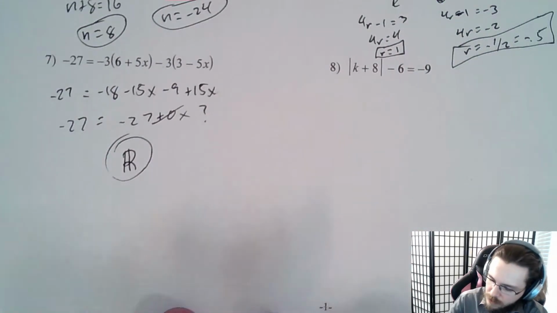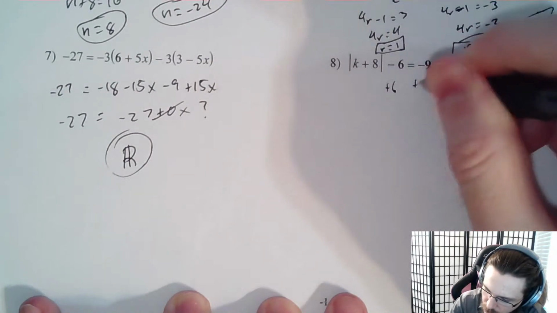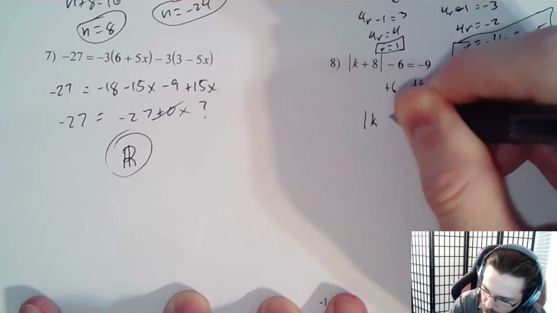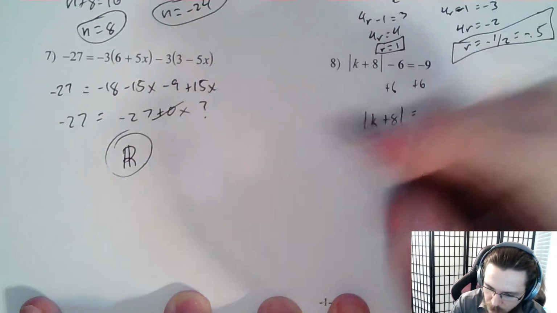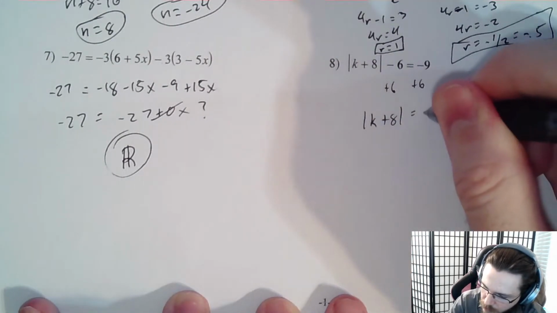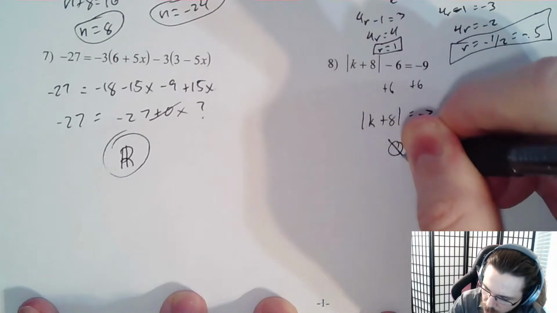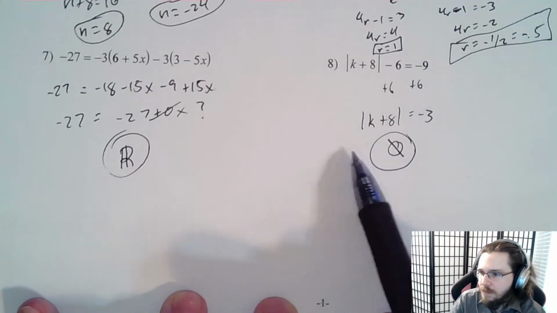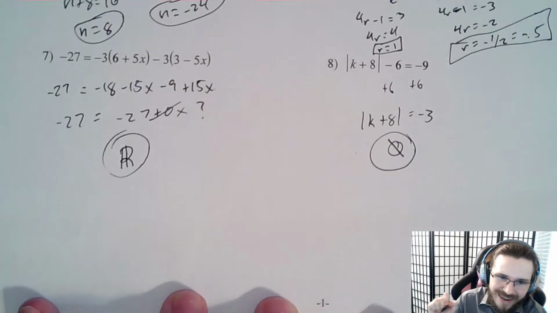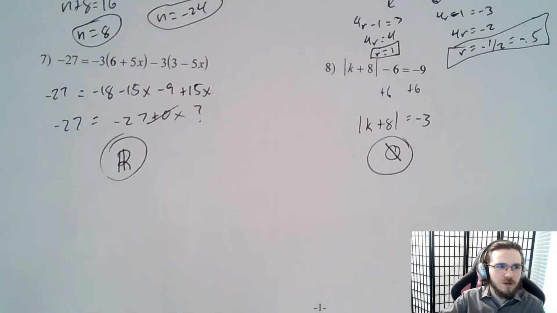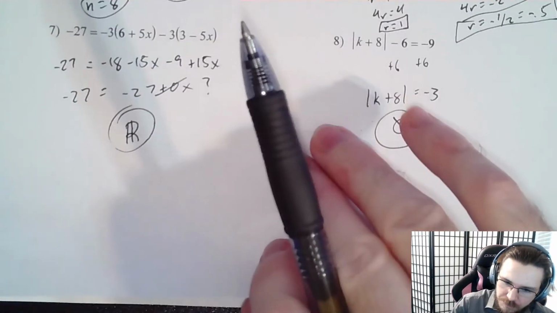Number 8 here. Starting off, add 6 to both sides. I put this one here as a reminder that not only can we have all real numbers as an answer to a problem, but this one is no real solution, the empty set, because you have an absolute value is equal to a negative number. That cannot happen, so no real solution to this problem.